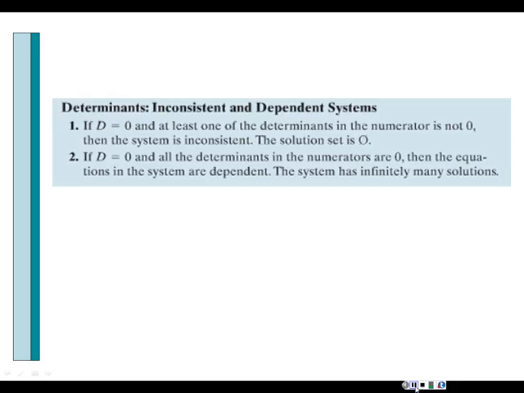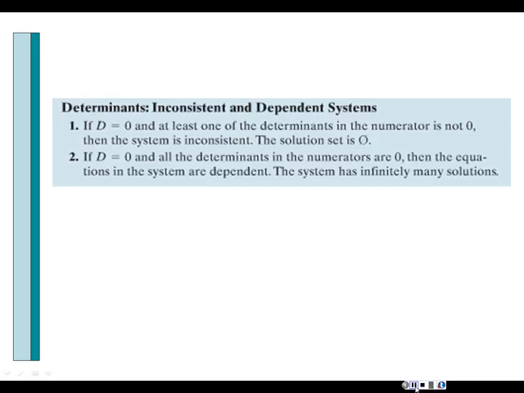Now, what happens when D becomes 0? Remember, in Cramer's rule, you always try to remember the x. How do you find the x? You divide Dx by D. That was the general equation; when you are solving for y, it is Dy by D. Now, what happens if D is 0? You will get undefined, because you cannot divide anything by 0.